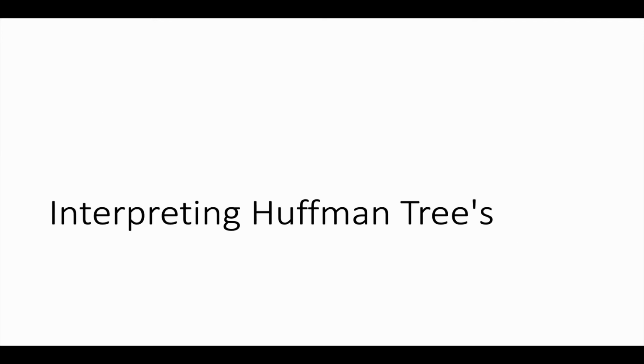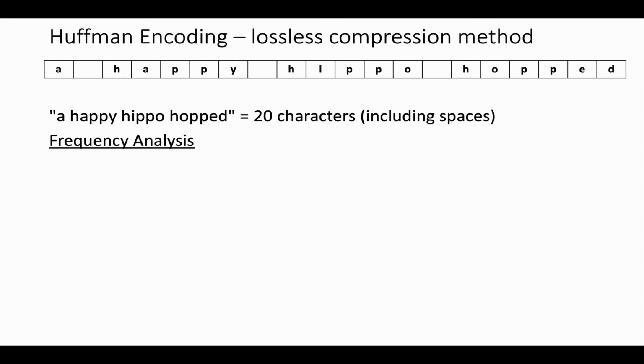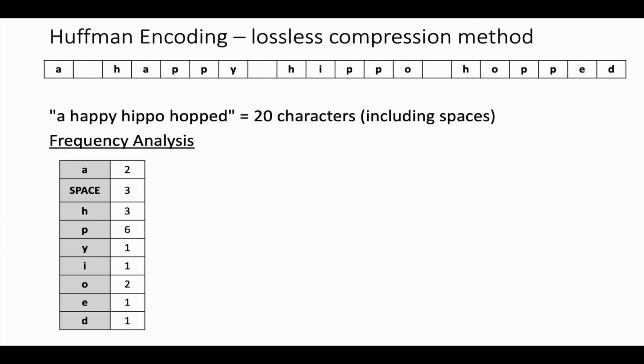So how do we interpret Huffman trees? Well, here we have a sentence: It's a happy hippo hopped. And we can see that there's 20 characters, including spaces. And we need to include spaces because a space has an ASCII value. So we're going to do what's called a frequency analysis. And what we do here is we have a look at how many times each letter appears.